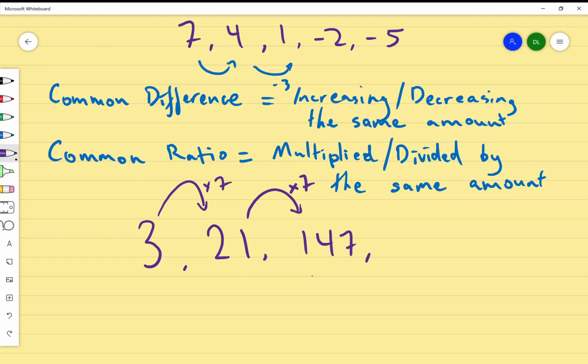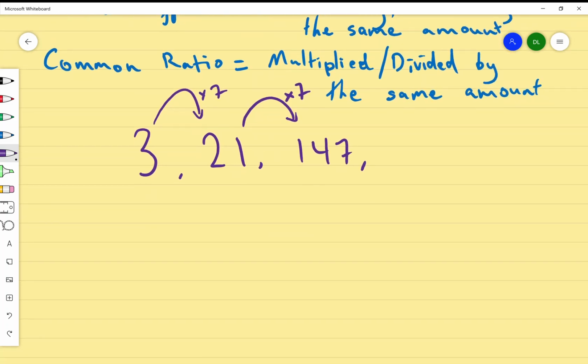It's also a common ratio if we divide. Okay? So let's say the number was not 3, 21, 147. Let's say it was 147, 21, and then 3. Well, we know because we did the other way around, so we know that it's divided by 7. Now, there is a more difficult, more advanced concept here, but this is not going to be accessible.